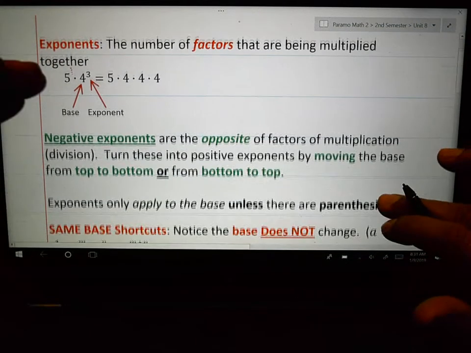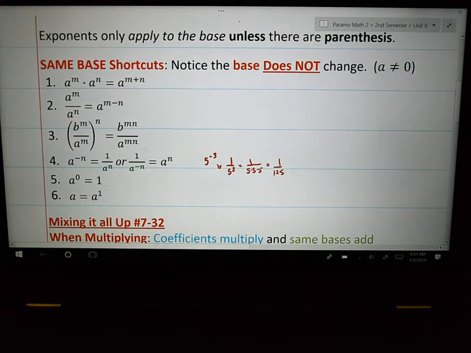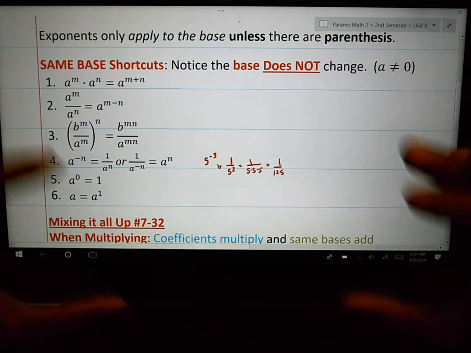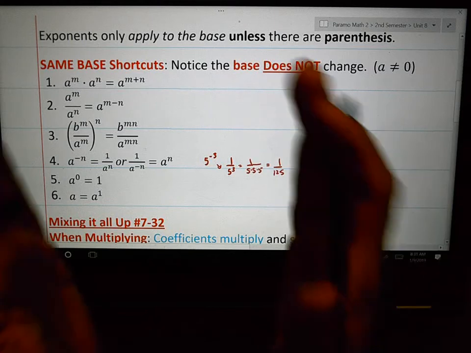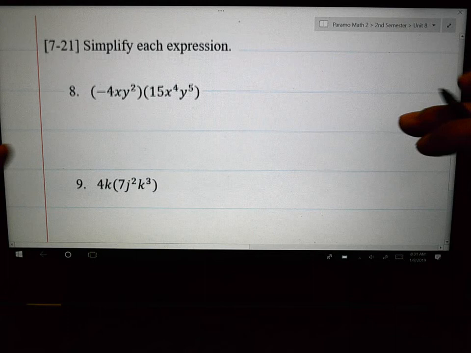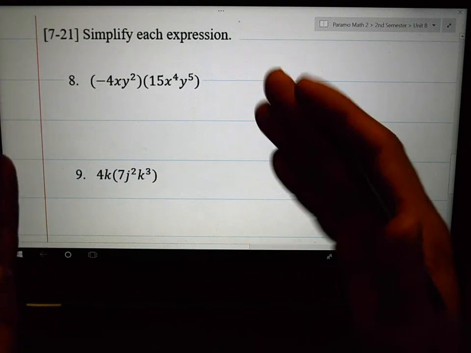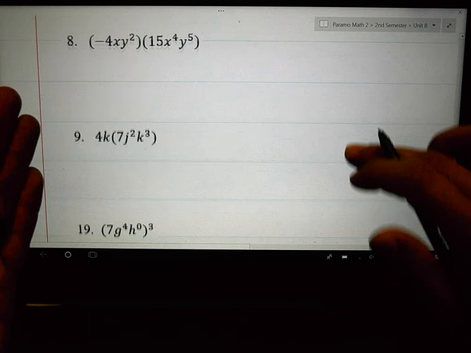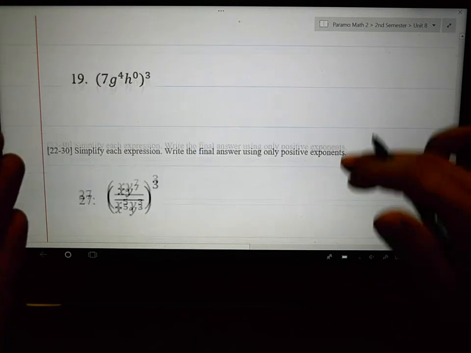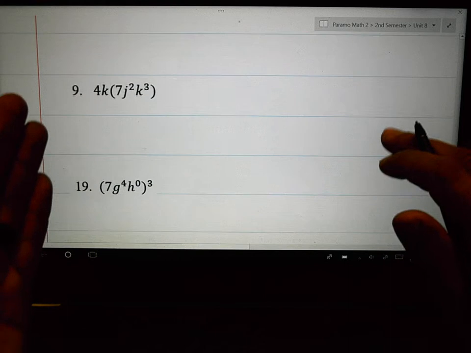Those are our major concepts, and that brings us to these 6 different rules. The 6 different rules will never be this simple. Everything you have is going to be as complicated as they want to get. When I look at number 8 and number 9 and number 19 and number 27 and number 28, these are the examples that we're going to do together.